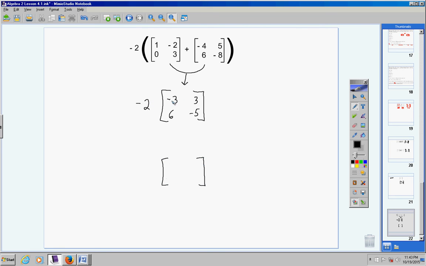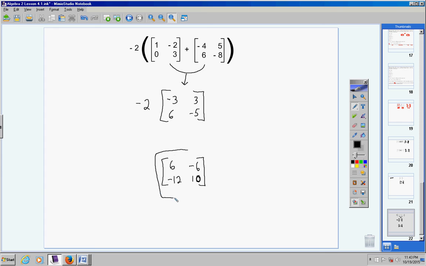Negative 2 times negative 3. Negative 2 times positive 3. Negative 2 times positive 6. Negative 2 times negative 5. Now I hope in these notes I've not made a little mistake somewhere. I hope I've done this the right way. But that is it. You're finished.